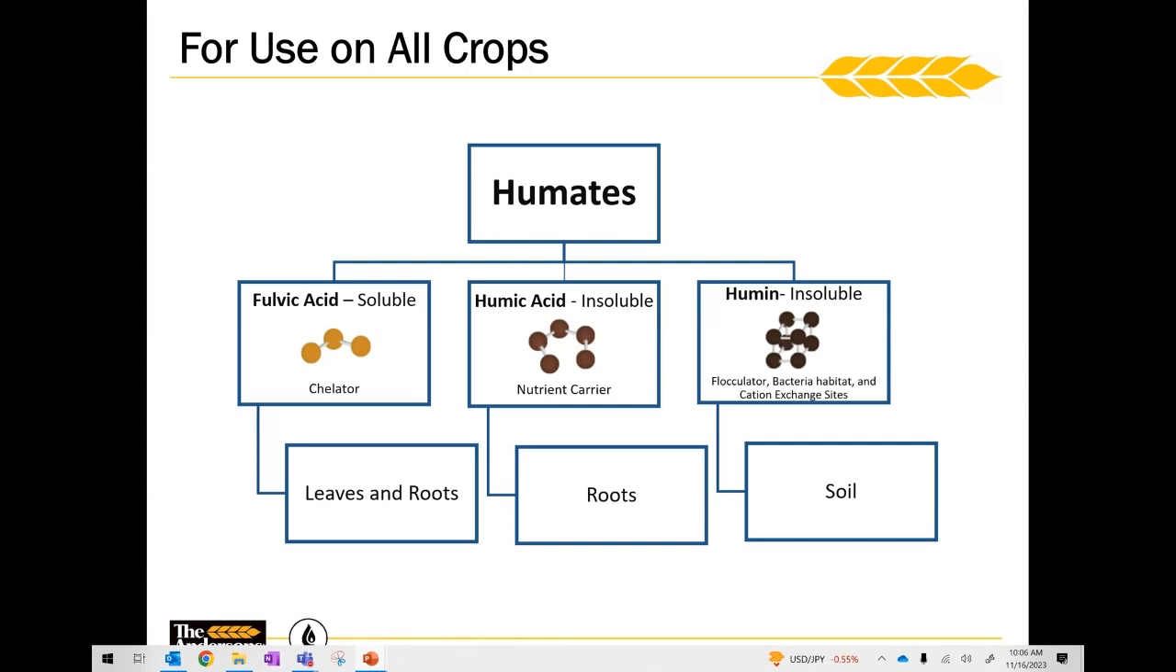So looking at humates and the way they break down again, fulvic acid we like to think of as a chelator, very soluble and with a great ability to transport nutrients, which is why we're going to focus that one on leaf and root tissue. Next we have humic acid, which is going to be a carrier, best placed near our root systems. It doesn't work as well as a foliar as fulvic does, and that's because of solubility. And then we have humin, which is going to be part of our soil organic matter.